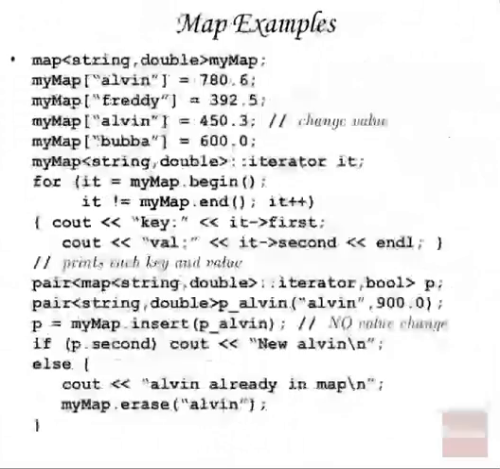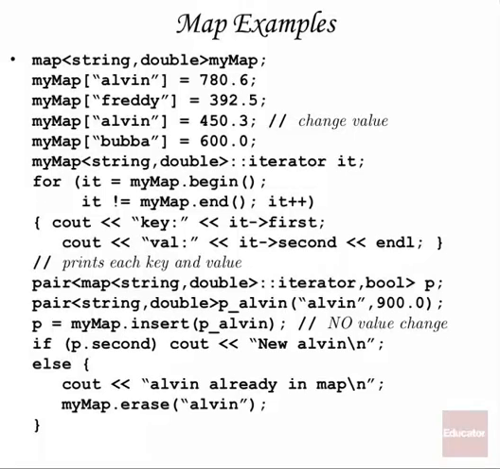All right, let's get some examples of running some maps. I love the way that this works with a map because you can use this pretty much the way you would use an associative array in other languages such as Perl and things like that. It's very nice. So here we have a map defined as a string key and a double value. So we're saying Alvin equal to 780.6. We'll pretend that's my credit score. And Freddie is set to 392.5. And we'll change Alvin to 450.3. That's not my credit score.